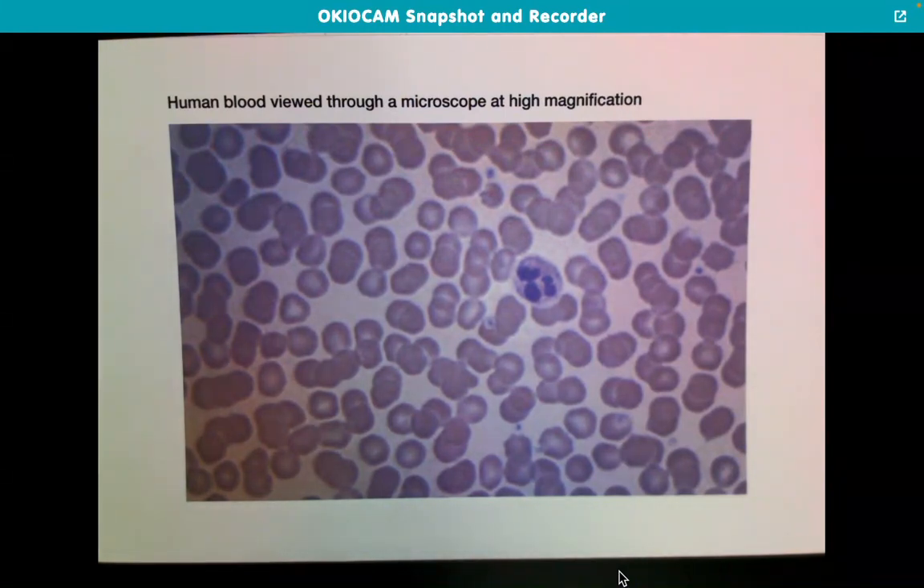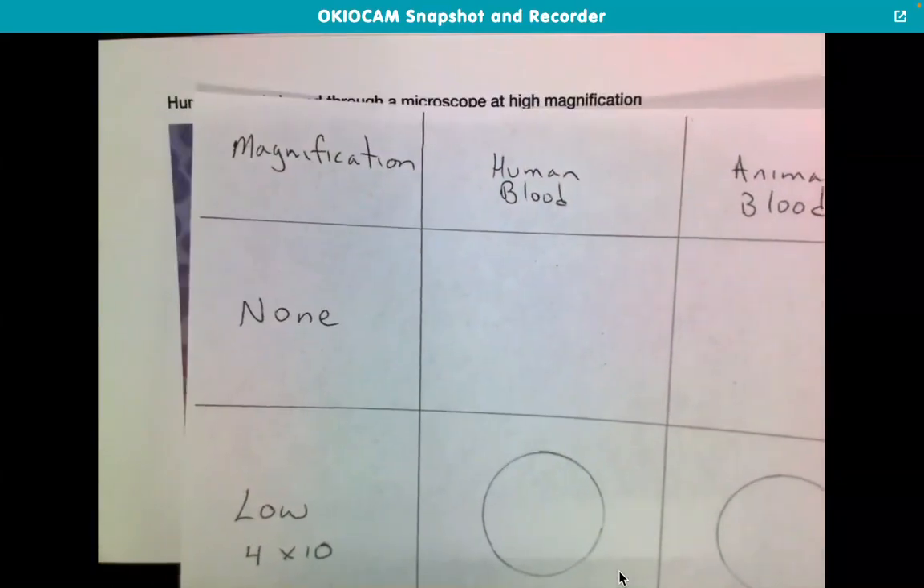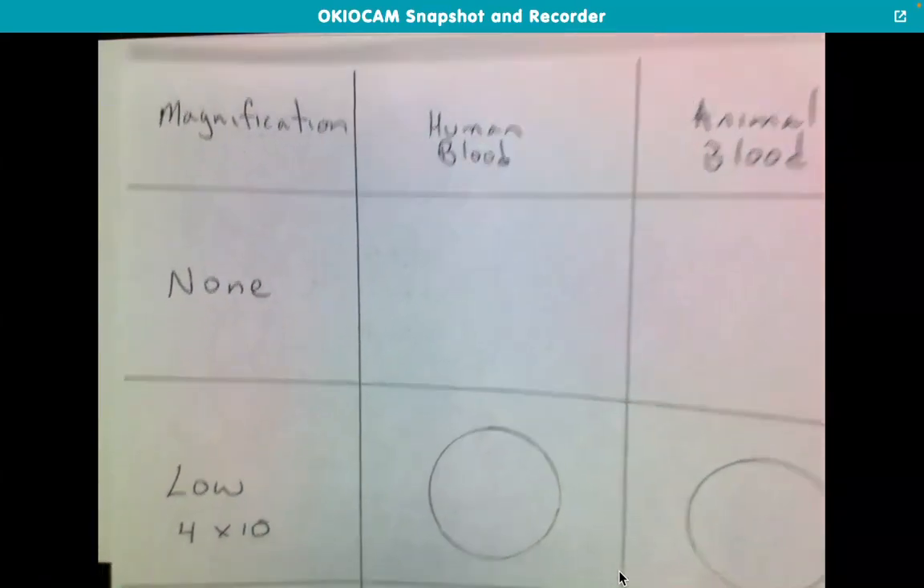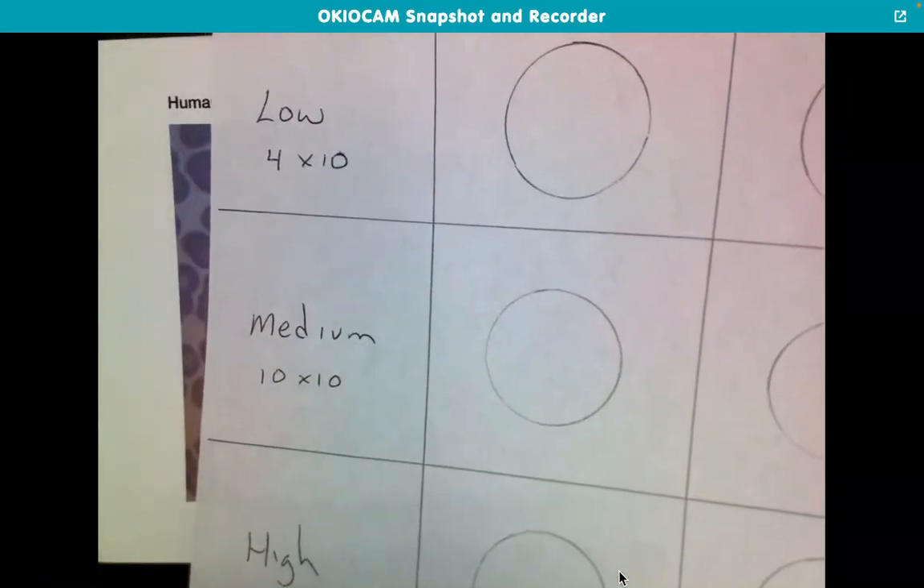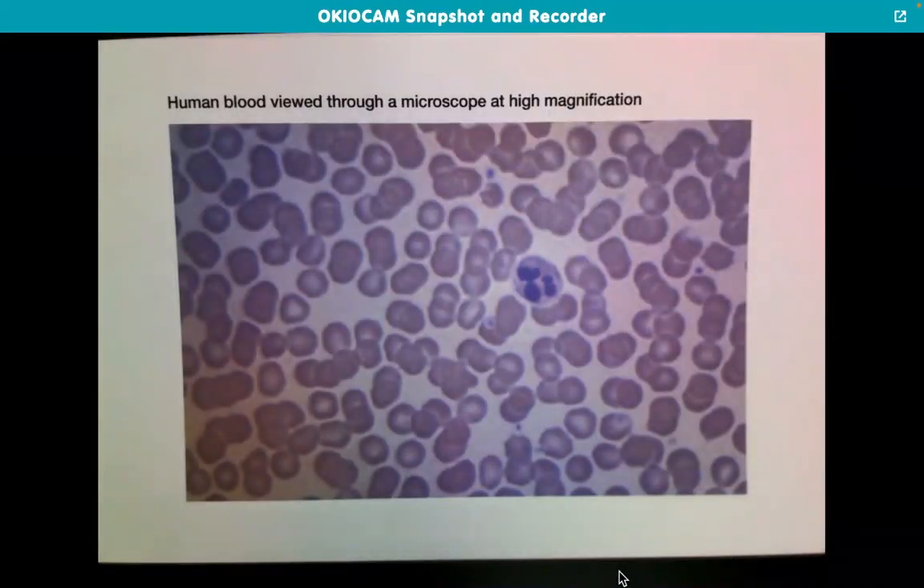So you'll need the handout from class, which is this one here. It's got the magnification, human blood, animal blood, and the diagrams we have to draw in. So we're going to work on this together. I will do the first column and show you how to draw those, and then you can do the animal blood or the cat blood, the drawings for that after I show you the slides.